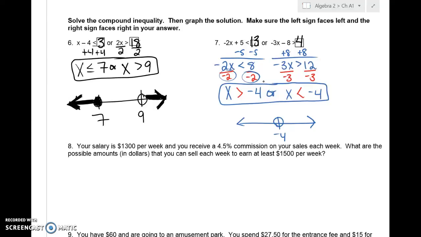This one does have kind of an interesting graph. Notice it's plain greater than and plain less than. That means an open circle at negative 4. X has to be larger than negative 4. So we would shade to the right. X also has to be smaller than negative 4. So we'd shade to the left. So basically, what is the only number that x can't be? Negative 4. X can be anything in the world except for negative 4.